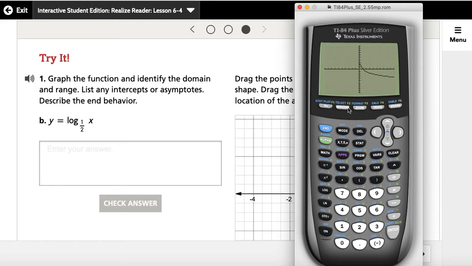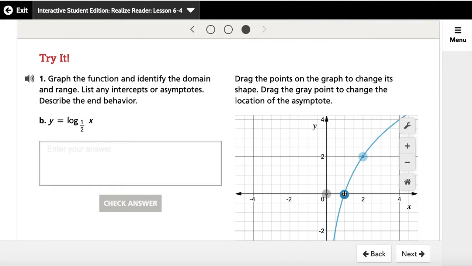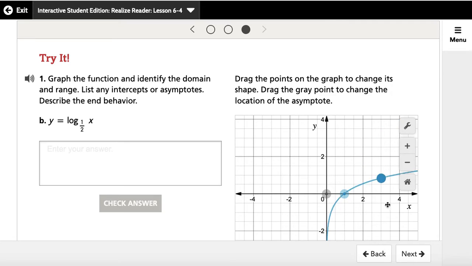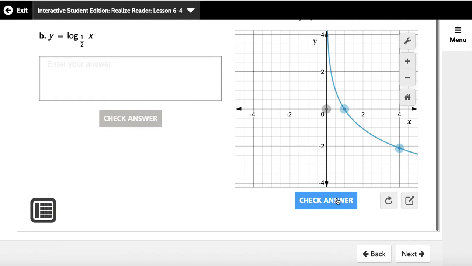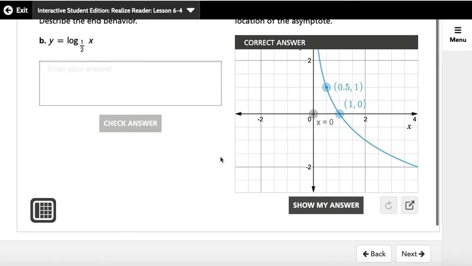It looks like it's going down like that. Let me do the table set. At 1, it equals 0. And at 4, it equals negative 2. Let's see what they have for a graph. At 1 equals 0, and at 4 it equals negative 2. Yep, so it's the same graph.